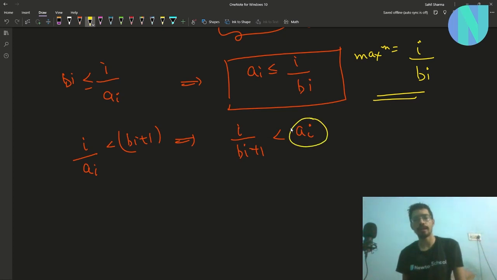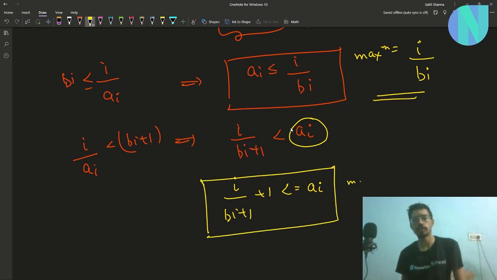So we can simply add a 1 here and add an equal to sign here. So we will just simply add 1 on the left side, right? Now before it was less than, now it will be less than or equal to. So using this, now you have gotten a lower bound as well, right? So now your minimum value, that is your lower bound, is i over (b_i + 1), plus 1.